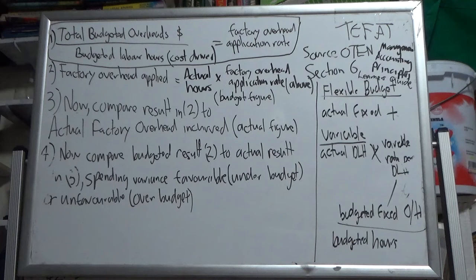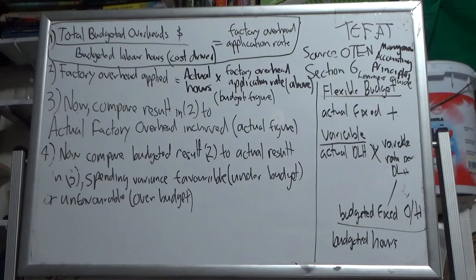Now, I'll just recap over that spending variance stuff again. It's on the whiteboard. I'll just zoom it in. So let's just check our methodology for spending variance. First of all, you get given some information, right? I'll just focus on what's important.